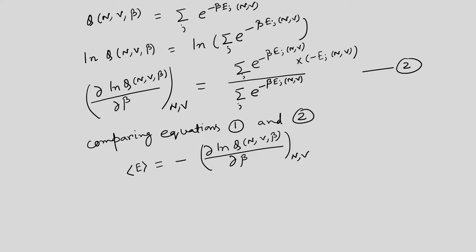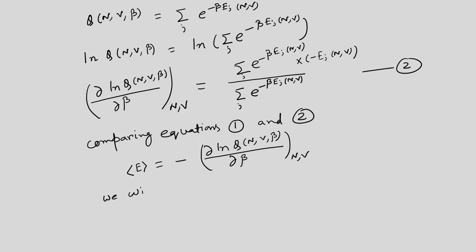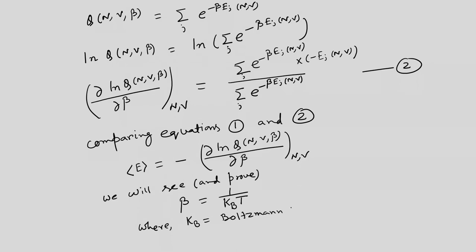And this average energy is nothing but the internal energy that we have used in classical thermodynamics. Now, we will prove also that beta is 1 by k B times T, where k B is the Boltzmann constant and T is the absolute temperature. So, this is the expression for beta.